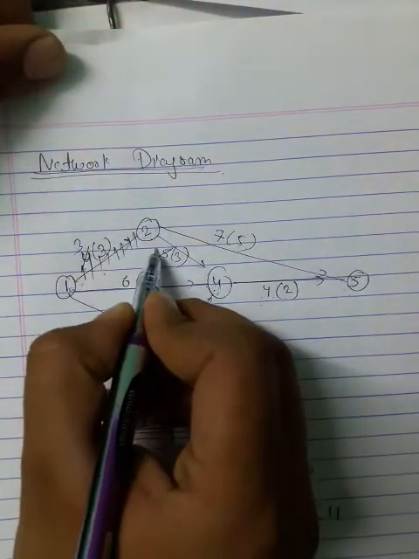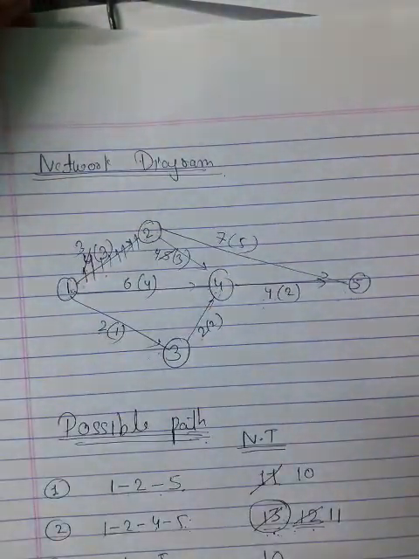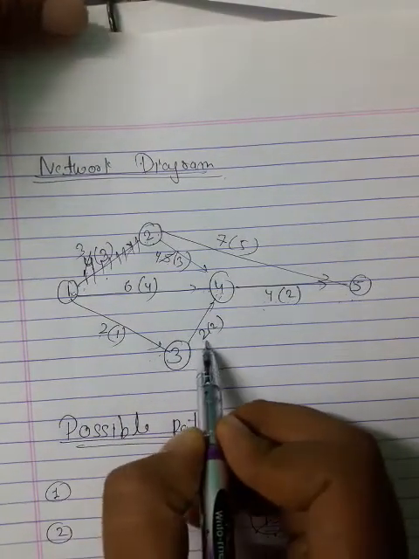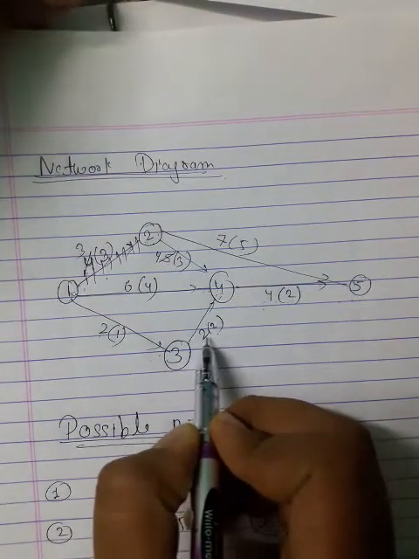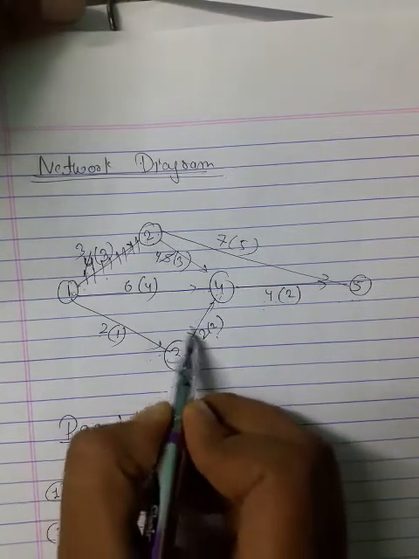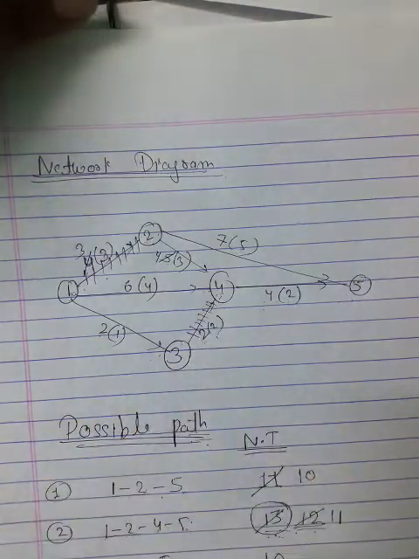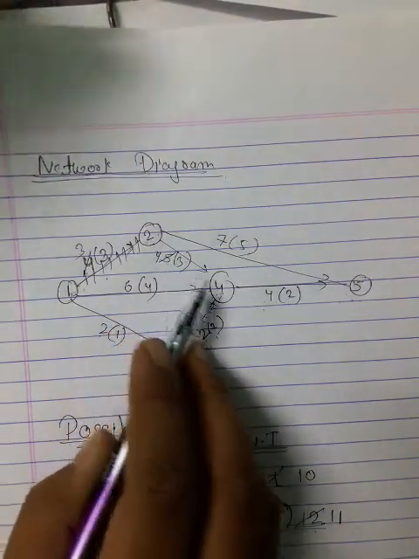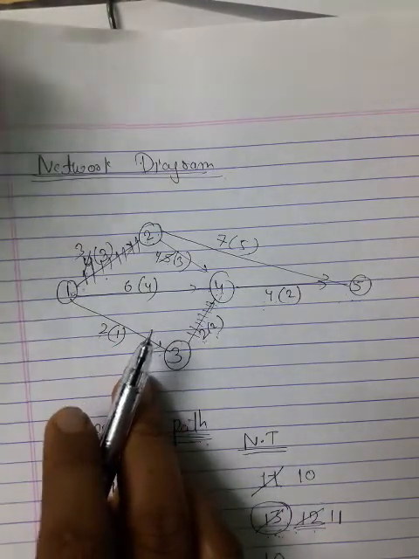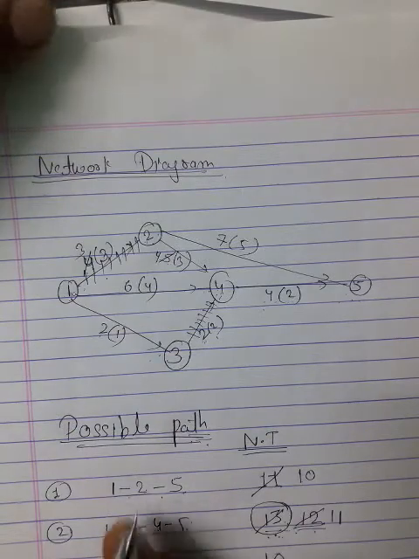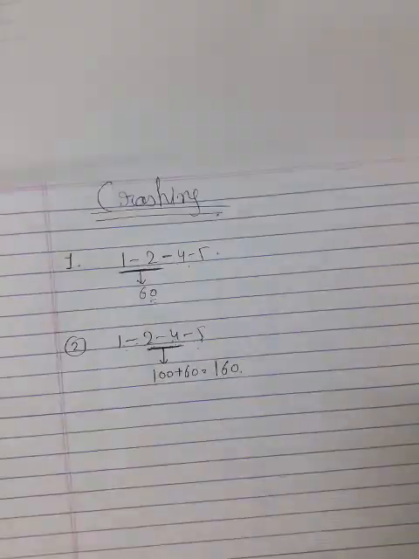You have to crash one day, so it will become 4. Also you see in the network diagram that the normal time and crash time of the activity 3 to 4 are the same, so you can't crash it further. As you complete the crashing here, now it's over. Now again you have to move to the next crashing, the third crashing.